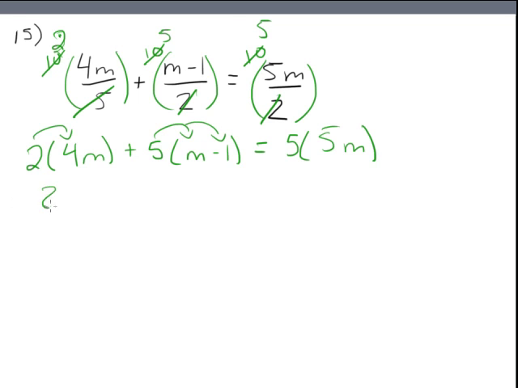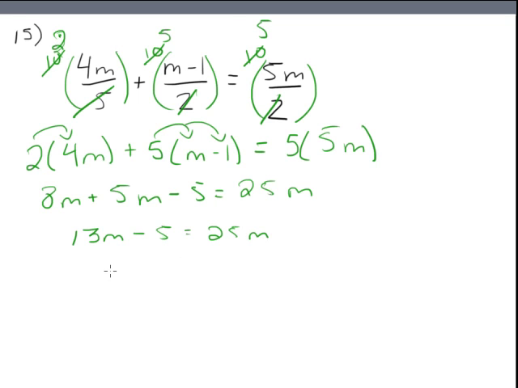Okay, so let's clean this up and distribute whatever's outside the bracket to every term within the bracket. So I'm going to have here 8m, add 5 times m, 5m, 5 times negative 1, negative 5, equals to 5 times 5m is 25m. Then let's clean this up here. I have 8m plus 5m, so then I'm going to be left with 13m minus 5 equals to 25m.